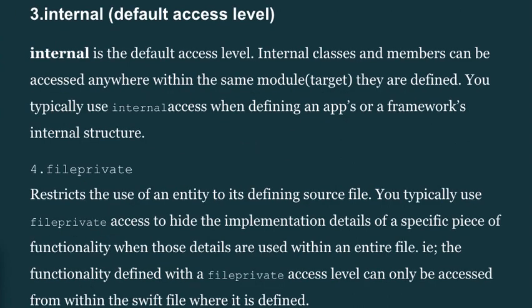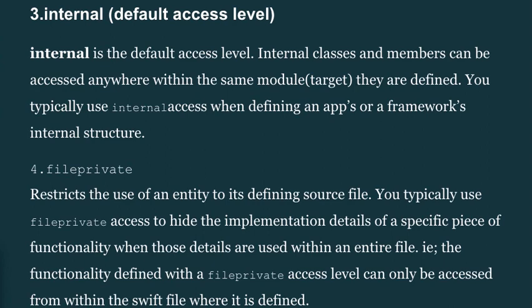Number three, internal. This is the default access label. Internal is the default access label. Internal classes and members can be accessed anywhere within the same module target where they are defined. You typically use internal access when defining an app's or a framework's internal structure.